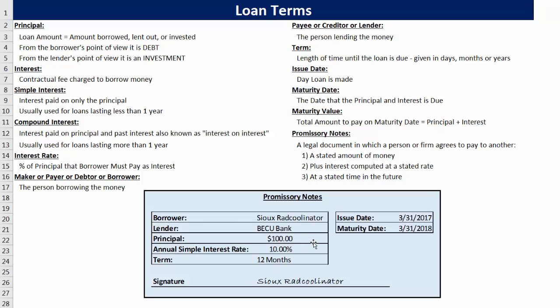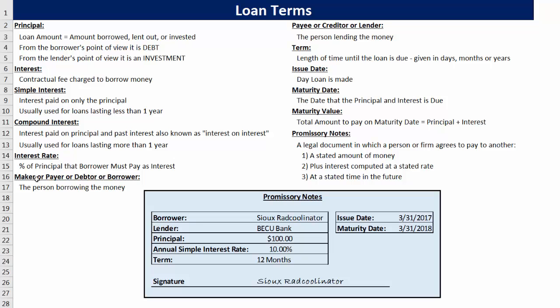In our simple example, there's the principal, there's the interest rate. So the simple interest that you would pay if you took this out not for 12 months, but for 24 months, meaning 2 years, you'd simply take 10% times 100, which is $10. So for simple interest, your total interest paid in 2 years would be $20. Now, compound interest, interest paid on principal and past interest, also known as interest on interest, usually used for loans more than a year. Now, if we did compound, which we'll do next video, instead of paying simply $20, you'd actually have to pay more than $20. And we'll talk about how to make those calculations next video.